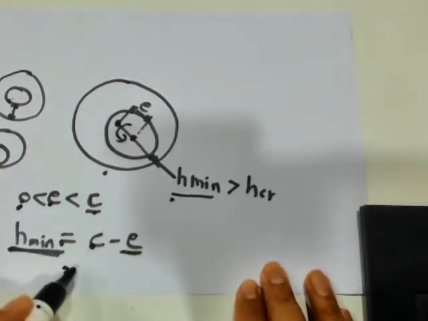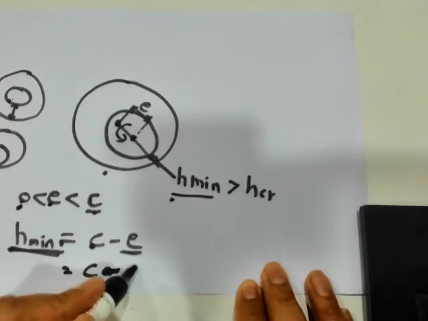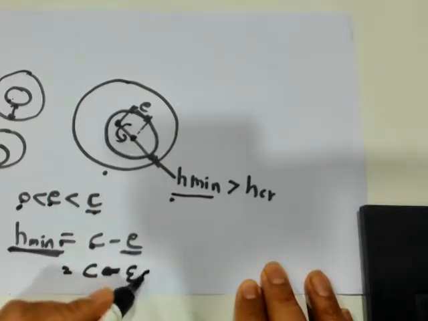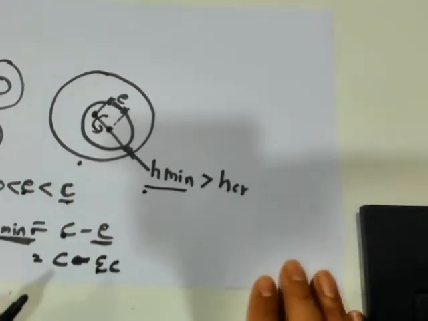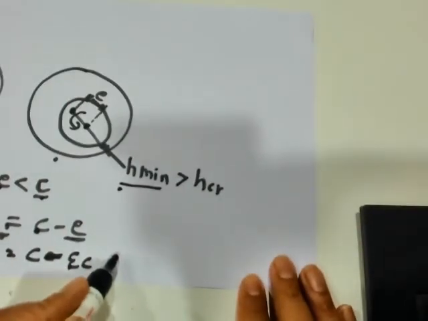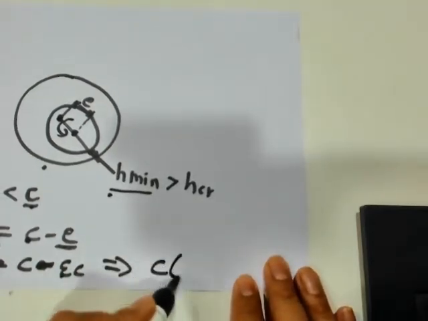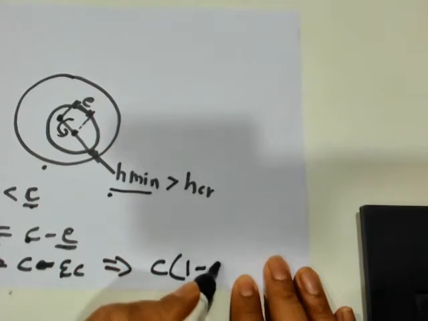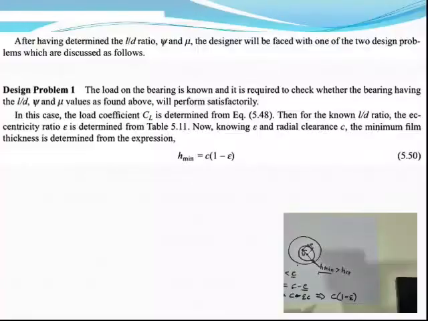This H min becomes equal to C minus epsilon times C, because eccentricity is epsilon times C. So then we can further simplify it, and therefore this becomes C into 1 minus epsilon, and that is nothing but the formula that we have seen here. H min is equal to C into 1 minus epsilon.